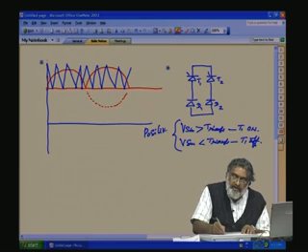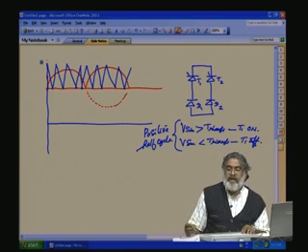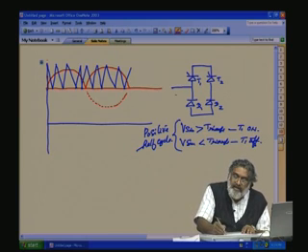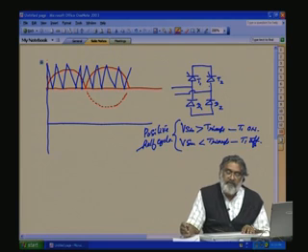Positive cycle. Now, the turn on and turn off of T1 is independent of the turn on and turn off of T2.